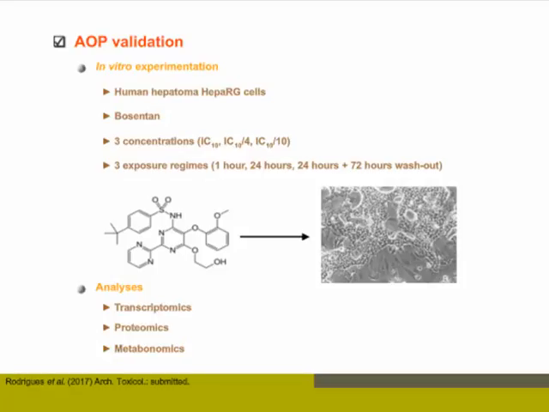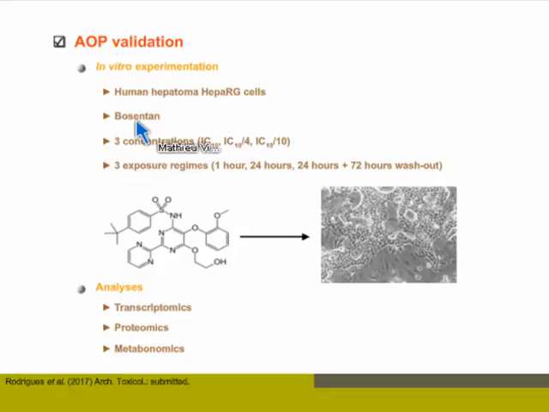We relied on in vitro experimentation here, and the in vitro system that we used was HepaRG cells, human hepatoma cells. We used a single drug, bosentan, which is used for the treatment of pulmonary hypertension. Now, bosentan, as you might know, is a very potent inhibitor of BSEP and a clinically relevant inducer of cholestasis. This is the reason why we used this drug.